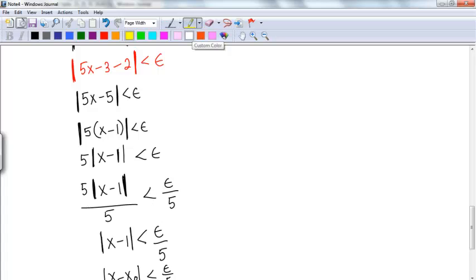And your answer, everybody look up here for a minute. You've got to finish this off with an answer. As long as you choose your delta to be less than or equal to whatever we got here, epsilon over 5, it will always work to put those y values inside that interval on the y-axis.